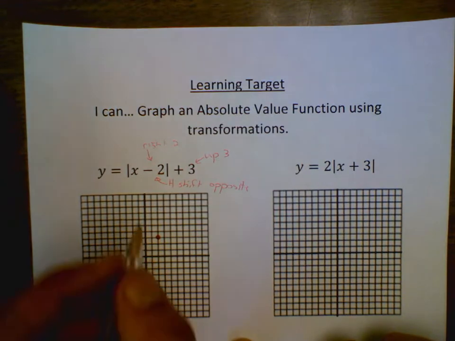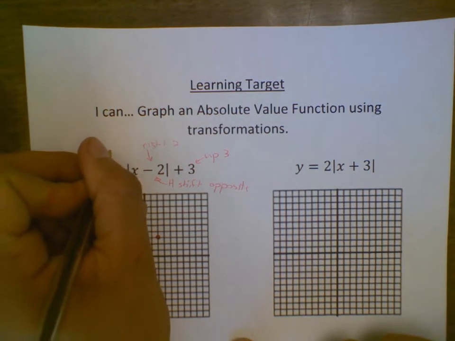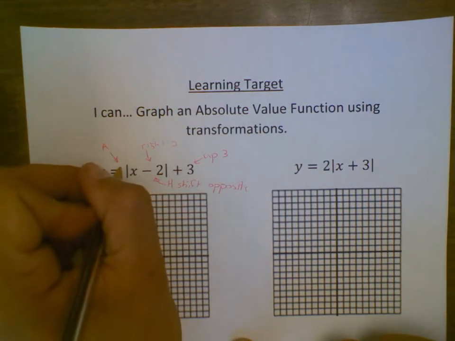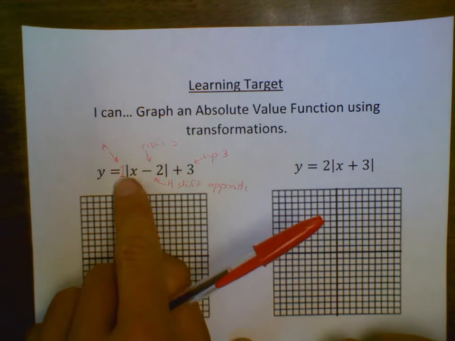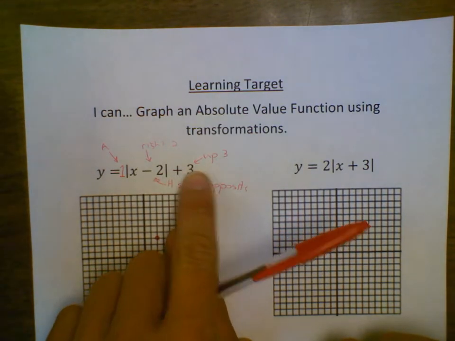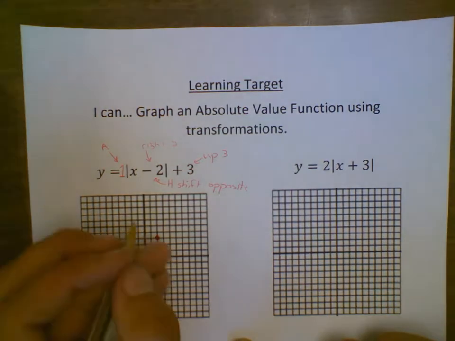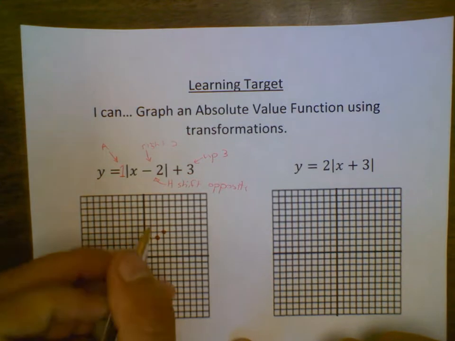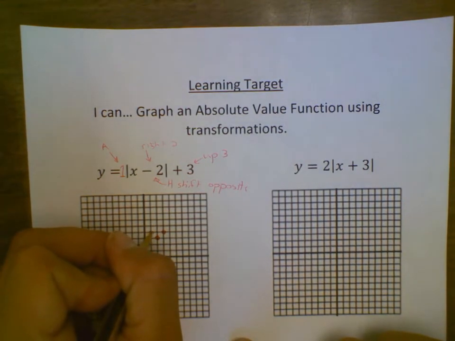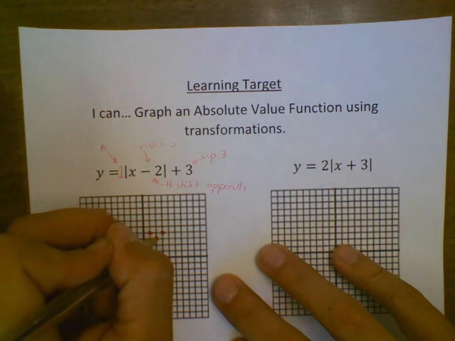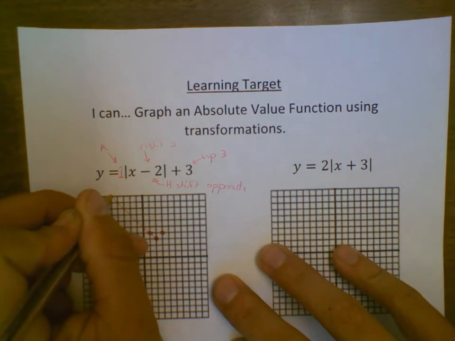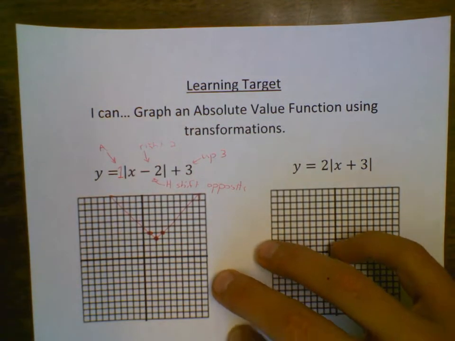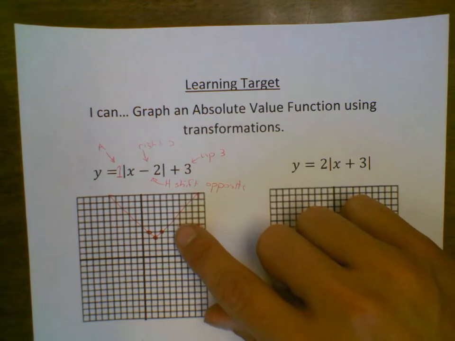Lastly then, once you have this point, you can just use your A value. Now notice there's nothing written here, but remember when nothing's written there, there's really a 1 there. We have 1 times the absolute value of x minus 2 plus 3. So our vertical stretch is a 1. From this point, when I go over 1, I have a stretch of 1, so I go up 1. When I go over 1 the other way, I go up 1. And from those 3 points, I can just draw my V running through those 3 points. So that would be the graph of y equals the absolute value of x minus 2 plus 3.